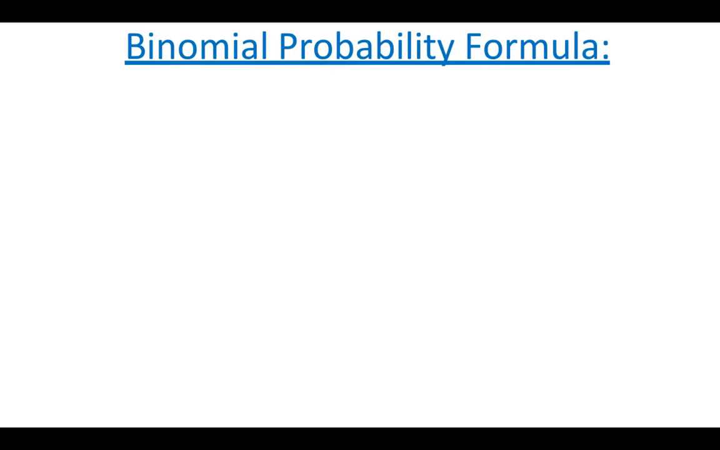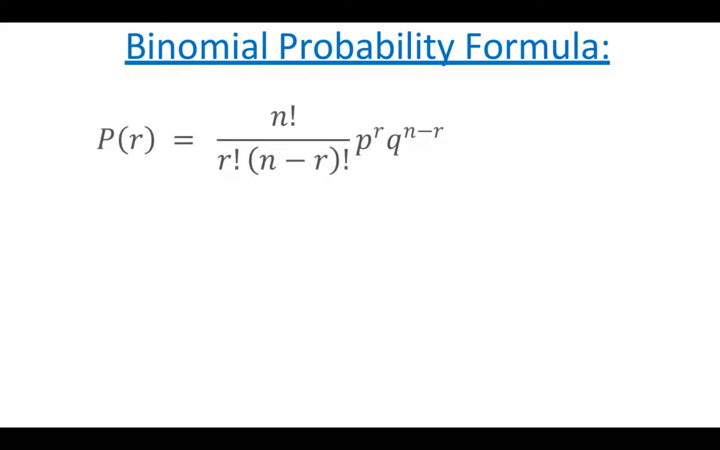So in order to solve for the odds of one of these things happening, we do need a formula. This is what the formula looks like. It looks a little bit intimidating at first, but you've seen most of these symbols. That's the probability of R, and remember R represents the number of successes, equals n factorial, remember that's what the exclamation mark is, over R factorial times n minus R factorial, times P to the R times Q to the n minus R. This first part is actually a formula we did in the last section.